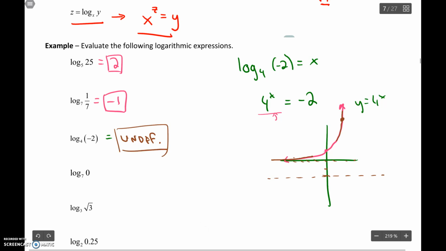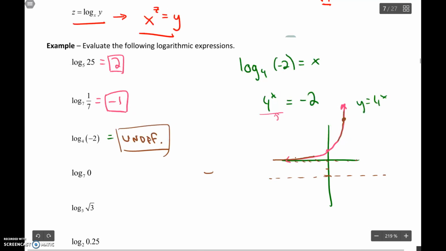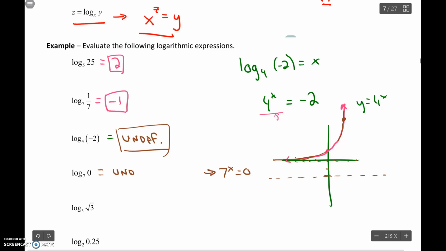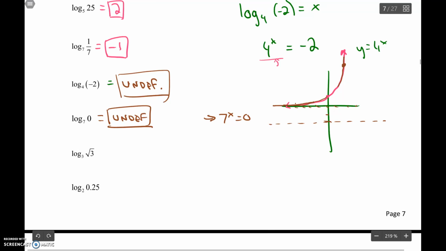Same thing here. Exponential form. 7 to what power gives me 0? Now we're closer. We can get infinitely close to 0 with smaller and smaller x's, but even if x is -10,000, it's just going to be 0.000000001, right? So, undefined. In other words, we can't take the logs of negatives, nor can we take the logs of 0. And I think we're going to revisit that a little bit later, okay? But for now, let's just move on.